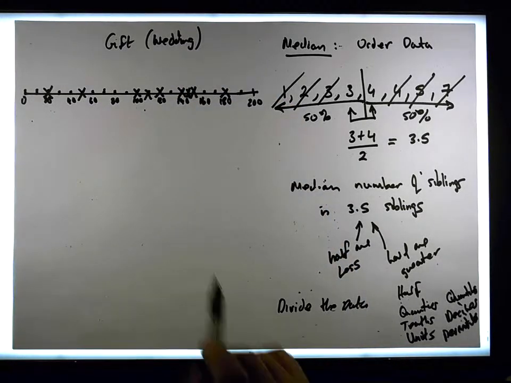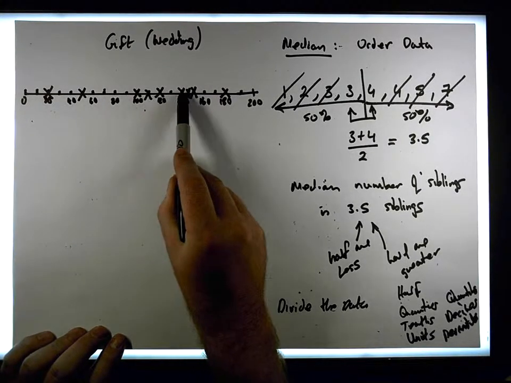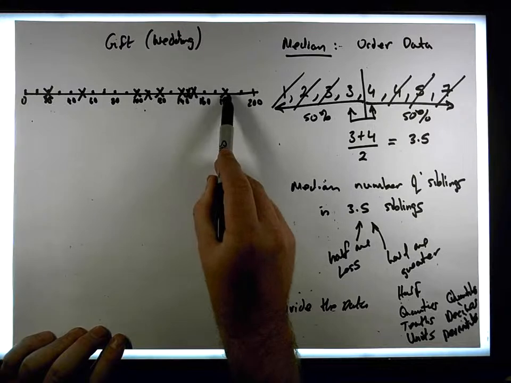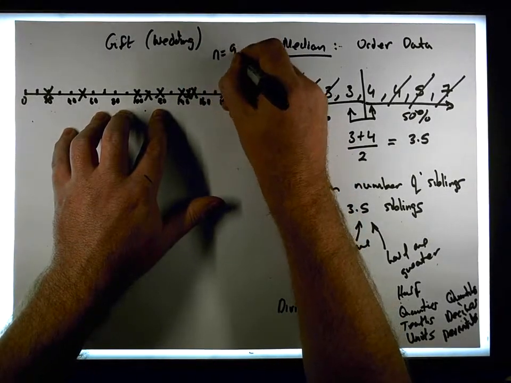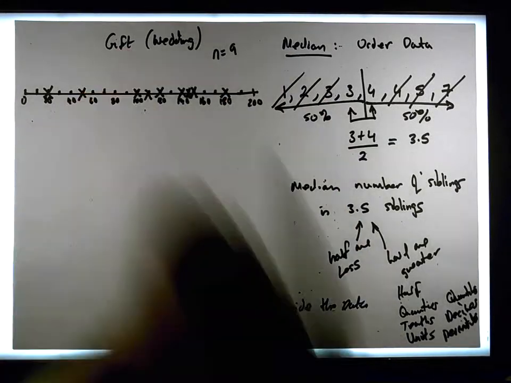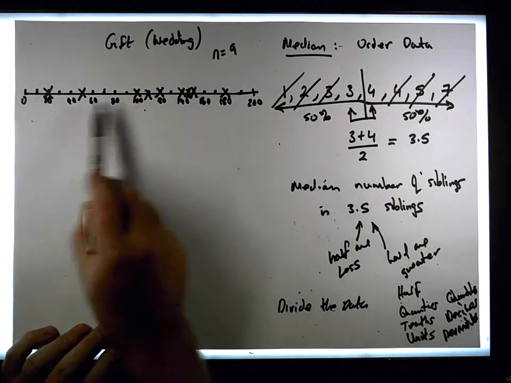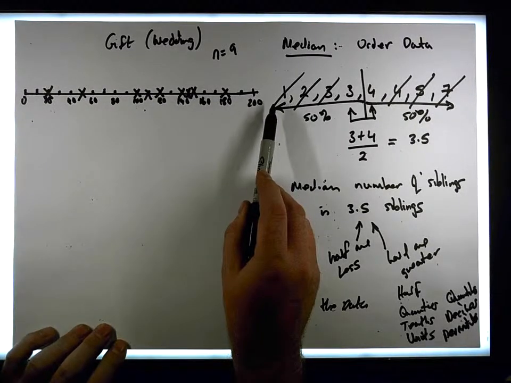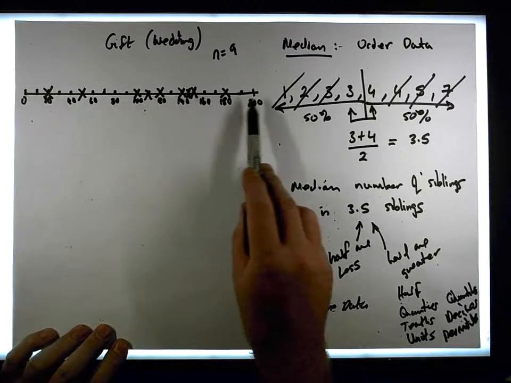So I asked 1, 2, 3, 4, 5, 6, 7, 8, 9. I asked 9 people, so my sample size is 9. I asked 9 people this question: how much did you put in an envelope for a gift? Now, the thing about this particular axis is that the data set is ordered, from smaller values all the way through to larger values.